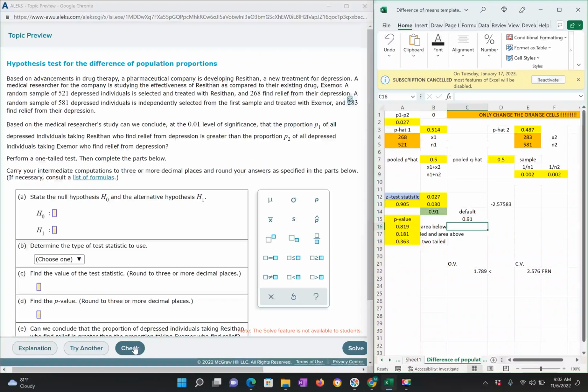All right, so let's talk about what's going on. It says, based on the medical researcher's study, can we conclude at the 0.01 level of significance that the proportion 1 of all depressed individuals taking Recithium who find relief from depression is greater than proportion 2. Okay, so we start with proportion 1 is equal to proportion 2. I'm not going to change that because I think that is accurate. In this case, this is equal to 0.